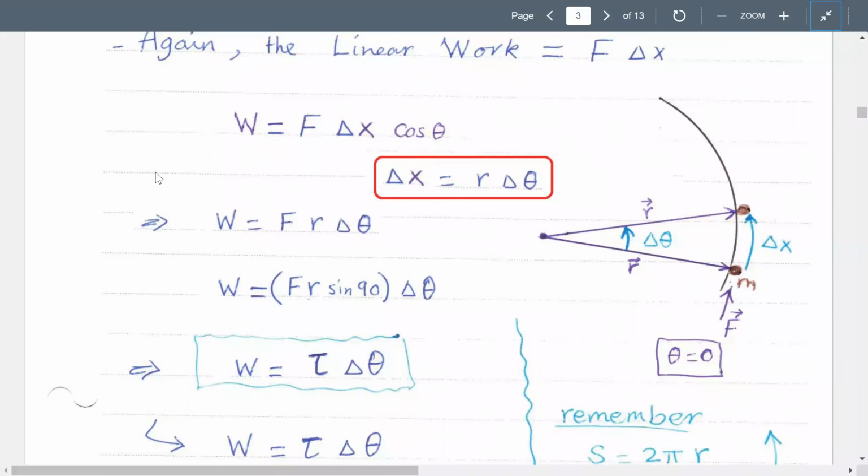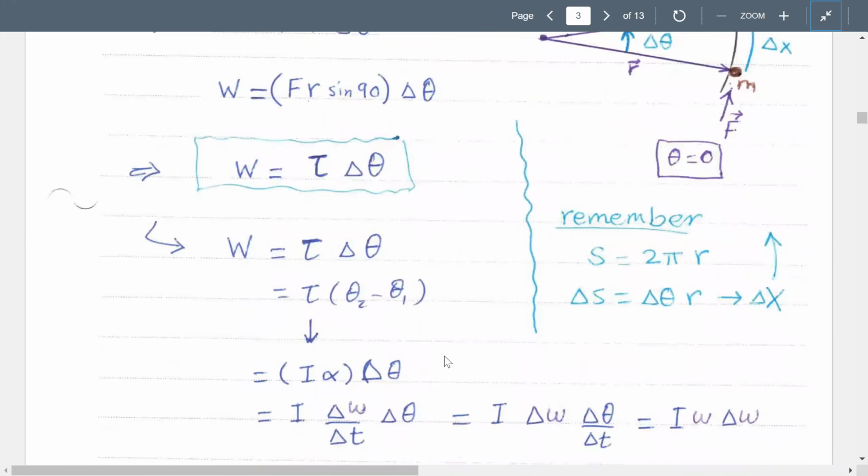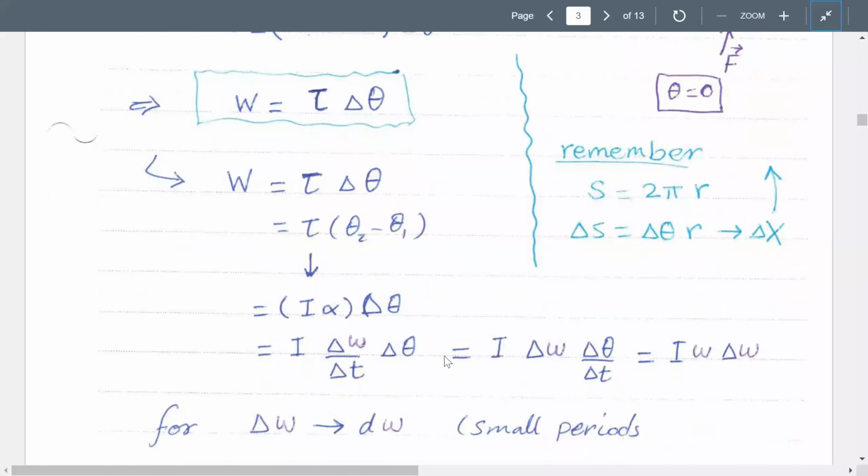Because you understand the work from before, we can understand the work now, but we just need to change the force to its rotational form and the displacement to its rotational form. It is tau, which is torque, multiplied by delta theta. Delta theta is theta 2 minus theta 1.